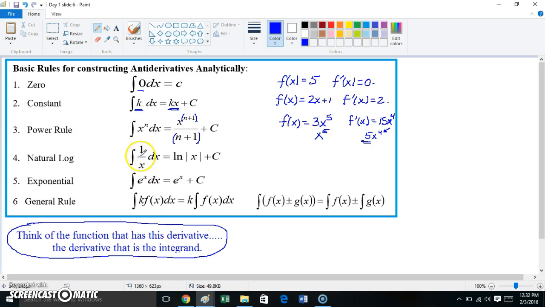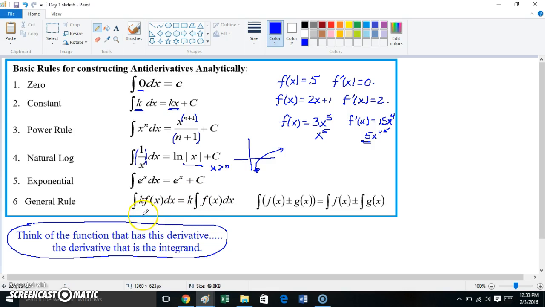All right, 1 over x. The integral of 1 over x is the natural log of the absolute value of x. The absolute value is needed because the natural log only has a domain of x greater than 0, whereas 1 over x has a domain of all reals except for 0. So we want to make sure that our answer takes into account that domain. All right, the integral of e to the x is e to the x. That was its own derivative.